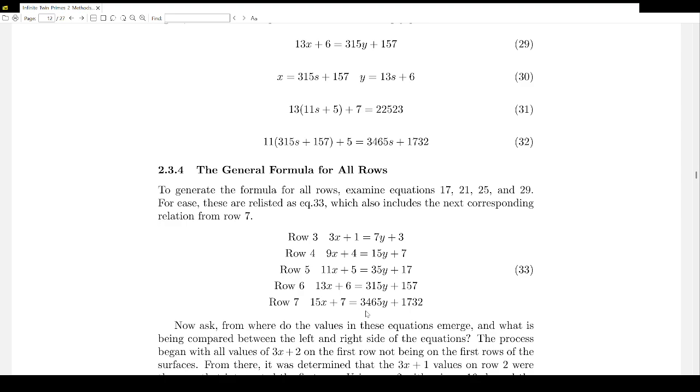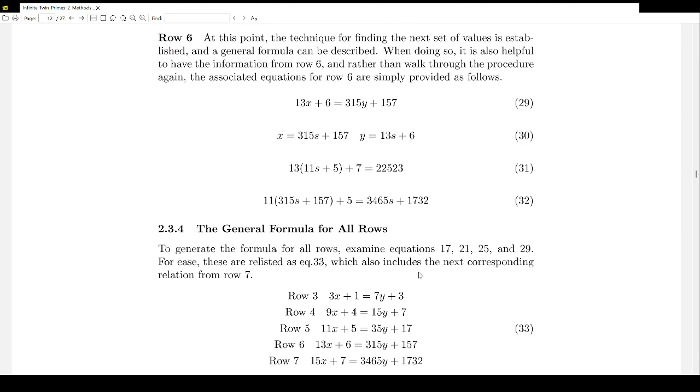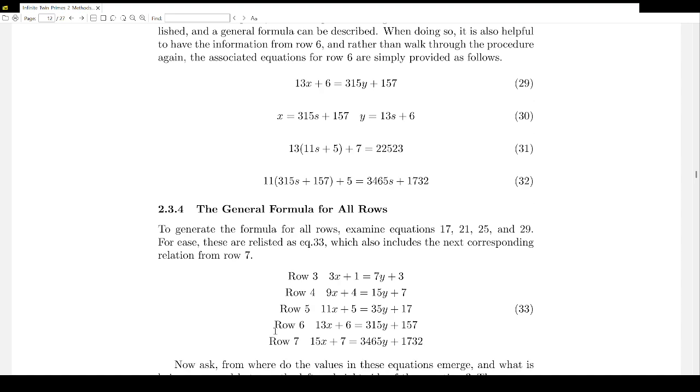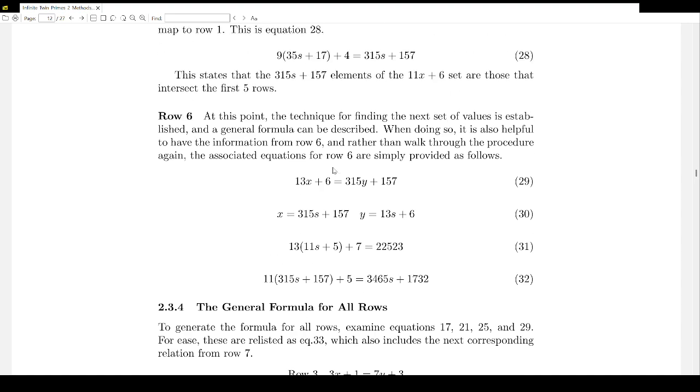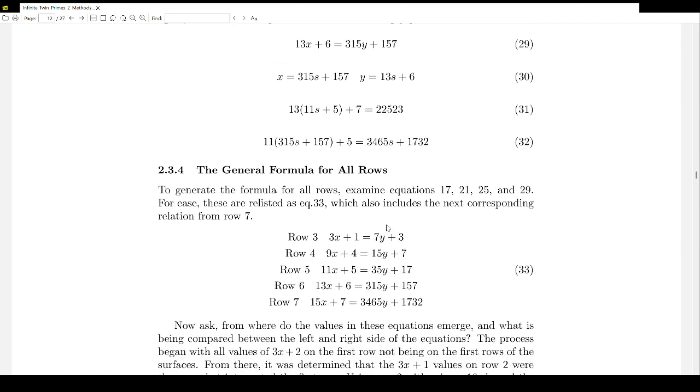And you can see that here. Or hold on, I guess that's the one from row 6. It also shows the corresponding relation between row 7. So, okay, between the two rows. But in any case, we're just showing you all the ones that we just did.